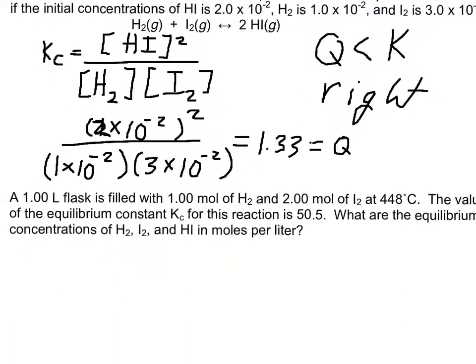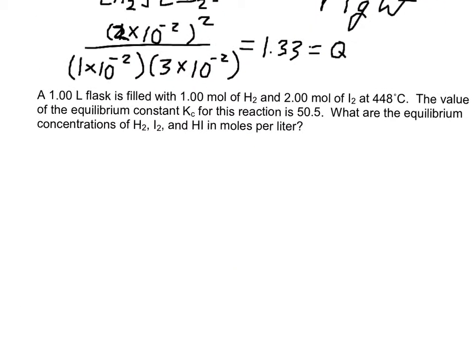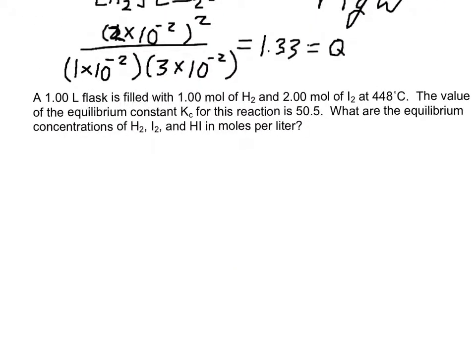So let's take a look at another example of this. We have a 1 liter flask filled with 1 mole of H2 and 2 moles of I2, which gives us a value of Kc. What are the equilibrium concentrations of H2, I2, and HI in moles per liter? I'm going to go ahead and rewrite our balanced chemical equation since we always need to start with that.